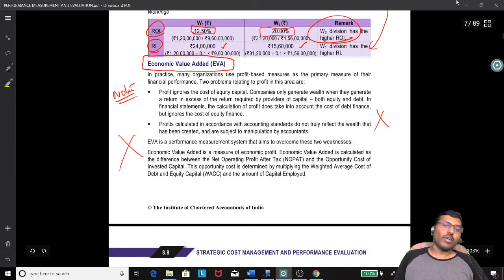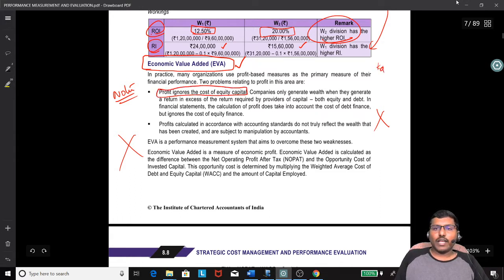Right, friends, this is where we have stopped in the last class, that is economic value added. Okay, let's try to cover this concept now. Say there are two problems with the existing performance measurement systems, whatever you have got. One is whatever the profit that you are calculating, it ignores cost of equity capital.